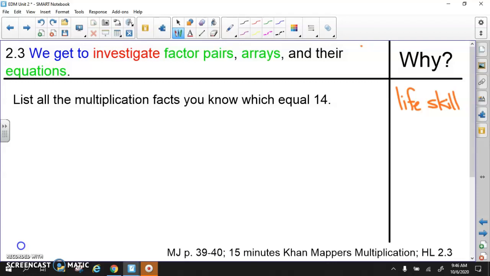True. You probably never get a question like that on a job application, but you're right. A life skill is important, and most of all, we're trying to expand our thoughts about multiplication.